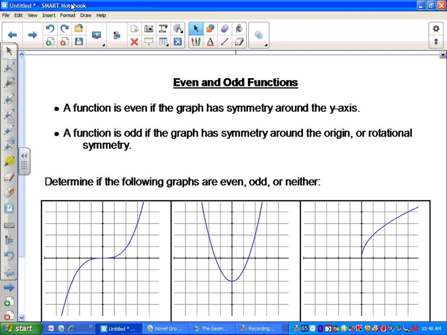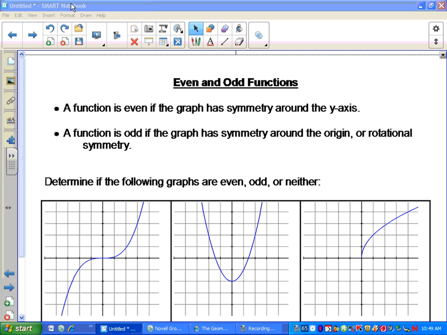Okay, a function is even if the graph has symmetry around the y-axis, or you could say over the y-axis. Write that down real quick. A function is even if the graph has symmetry over the y-axis. So a graph is even if it has symmetry over the y-axis. Meaning, if I fold it over the y-axis, it should land on itself, correct?